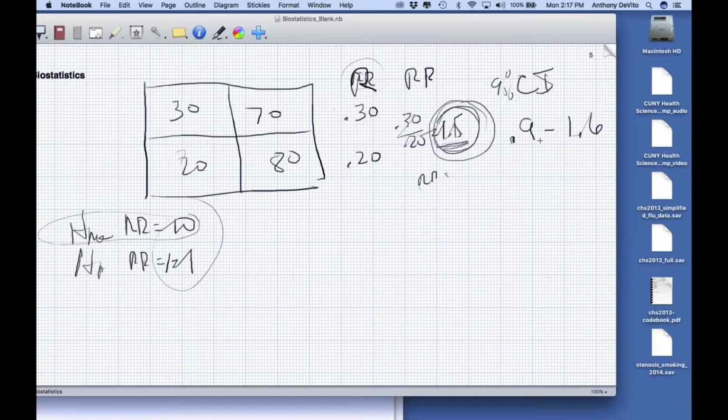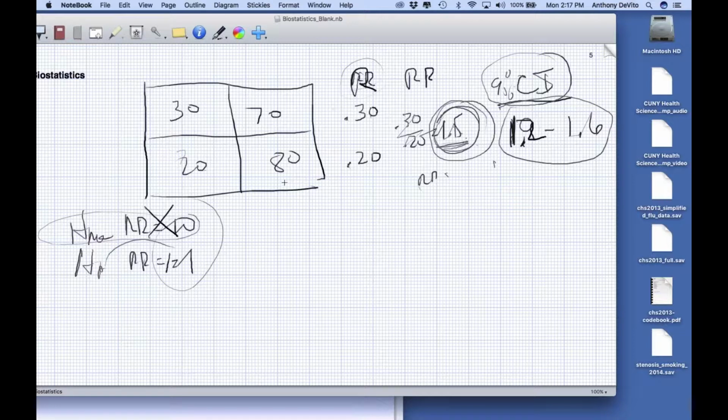But if SPSS told you your 95% confidence interval was between 1.2 and 1.6, well, then you're 95% sure that your true relative risk for the entire population is not equal to 1, because it's outside of the confidence interval. So you would reject your null hypothesis and accept your alternative hypothesis.